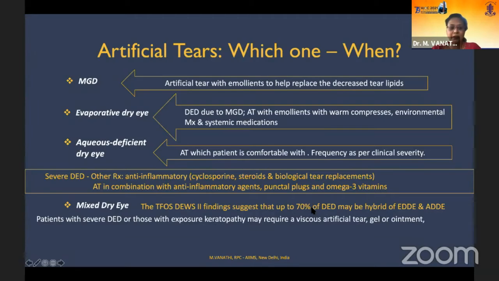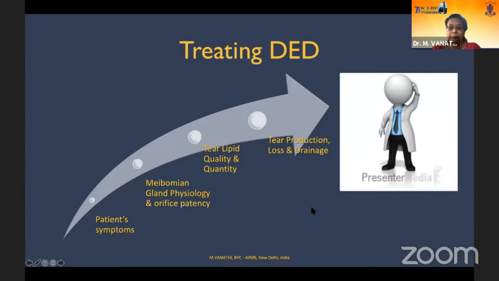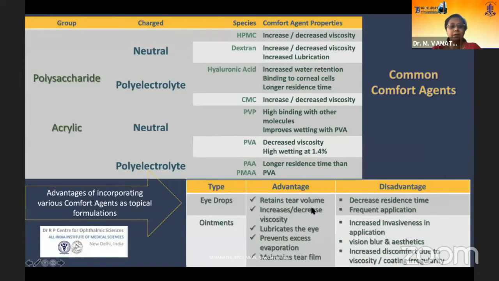Mixed dry eyes, up to 70% of dry eyes in current scenarios, are being mixed dry eyes, where you have an evaporative and an aqueous deficient component present. So that's when a permutation and combination of these medications is probably going to work. The way you would approach a patient is looking at his symptoms to shortlist what is causing the problem. Is it a meibomian gland insufficiency? Is it a lipid insufficiency, or is it an aqueous insufficiency?